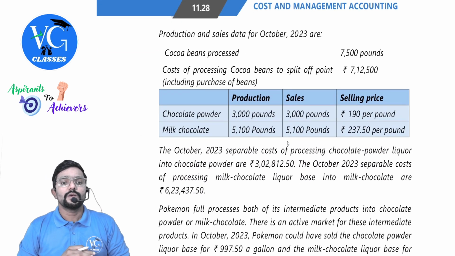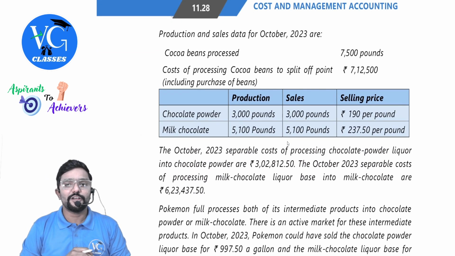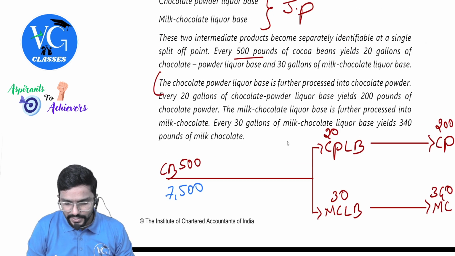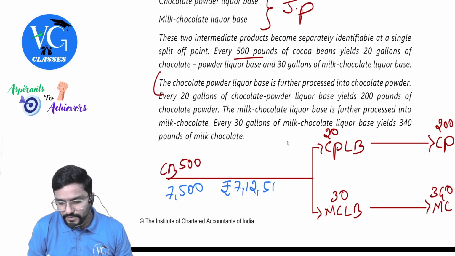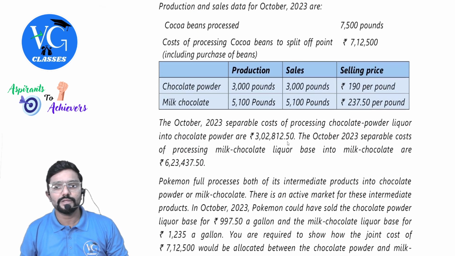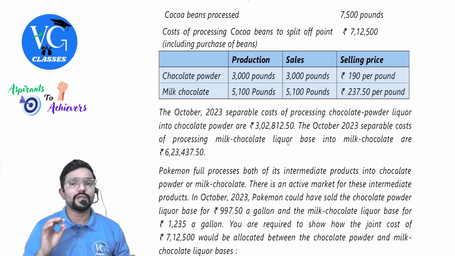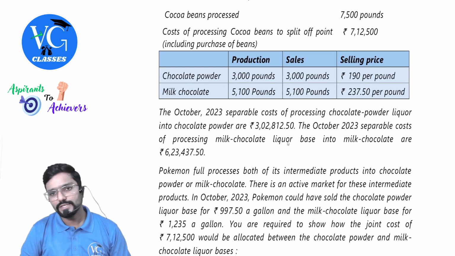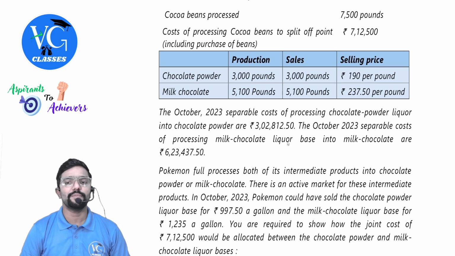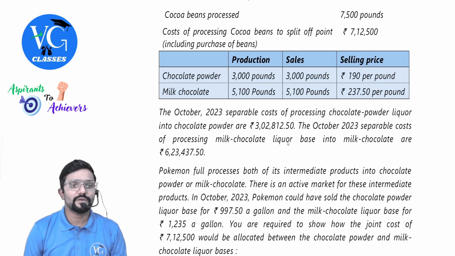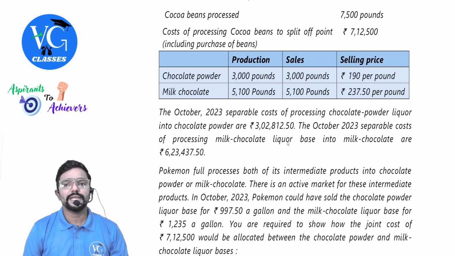Cost of processing cocoa beans to split off point is 7,12,500. So what is the cost incurred for the joint process? Joint cost of 7,12,500. Chocolate powder: sales 3,000 pounds, selling price 190 per pound. Milk chocolate: sales 5,100 pounds, selling price 237.5 per pound.